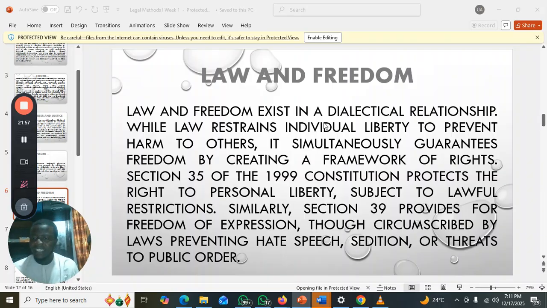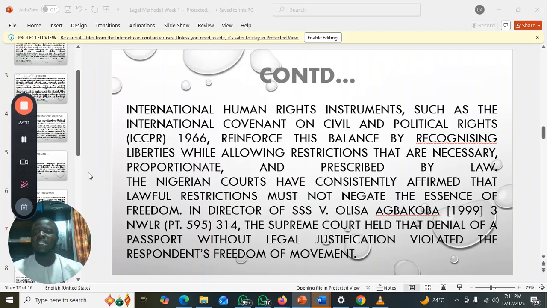Your freedom, your liberty, is to do anything you want to do. But the moment you decide to harm someone by doing what you are doing, then the law will stop you. So this is the connection between law and liberty. Liberty is the same thing as freedom. Also, internationally, human rights recognizes it in instruments such as the International Convention on Civil and Political Rights, which gives you the civil and political rights you deserve.